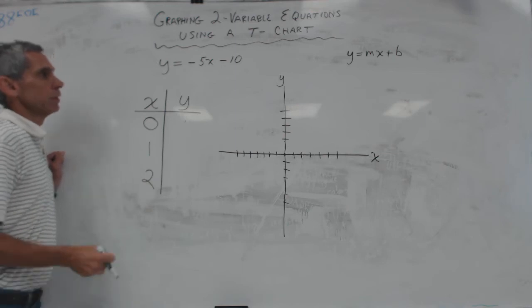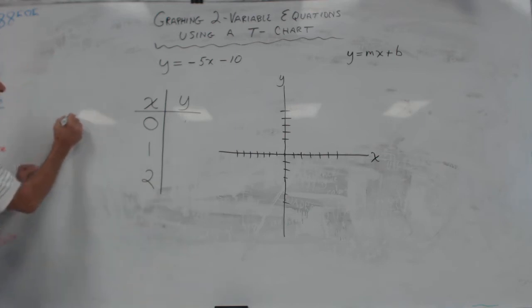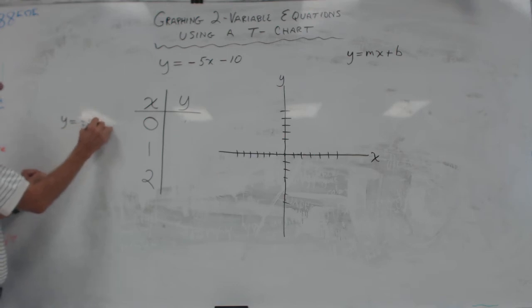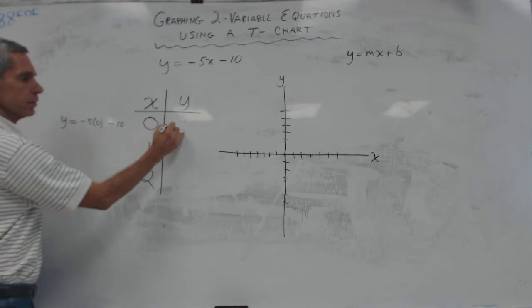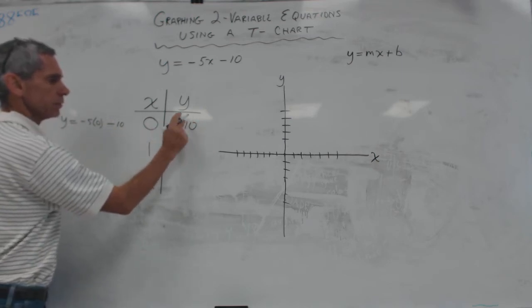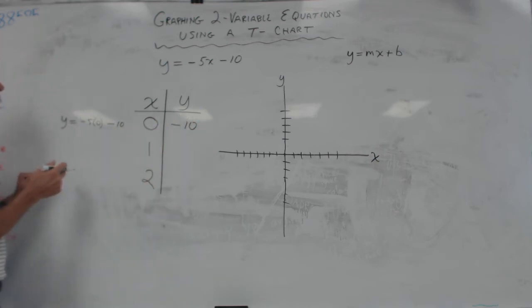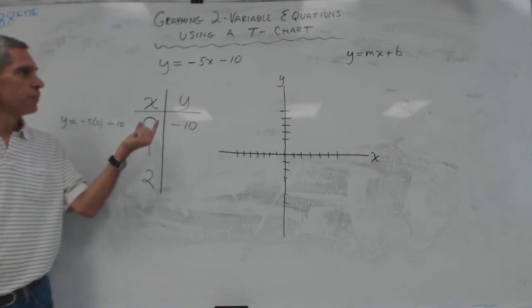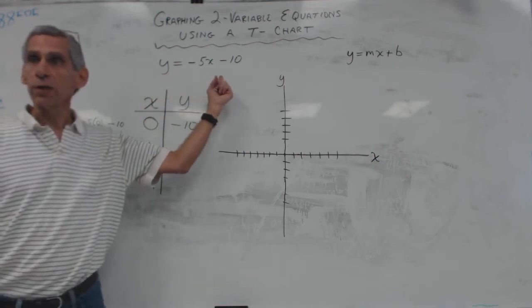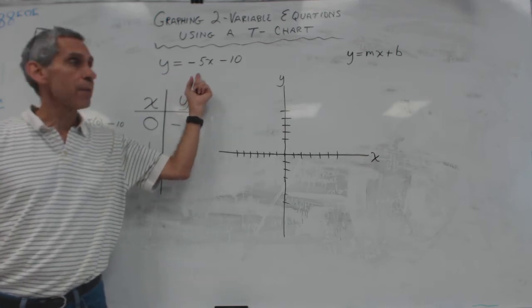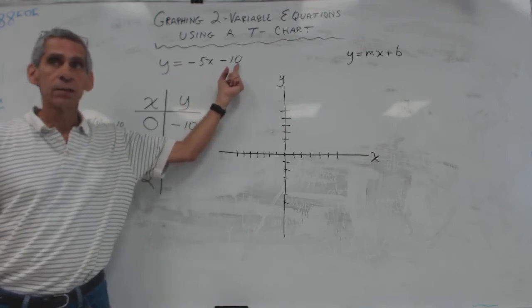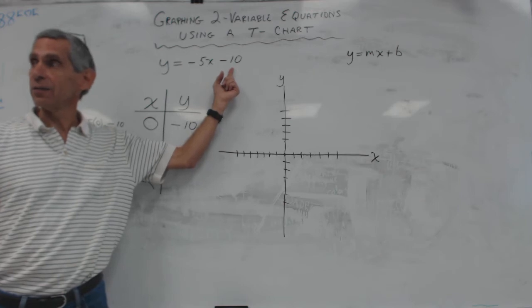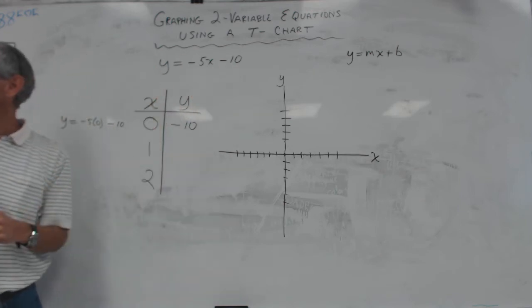Okay. So, if I do this, I've got y is equal to negative 5 times 0. What's that? 0. And then minus 10, what's that? Negative 10, right? All right, so that's always the easiest one. Notice the pattern. Have you guys noticed this yet? When you're in slope-intercept form, which is y equals mx plus b, b in this case is a negative 10. What's the pattern you're seeing?